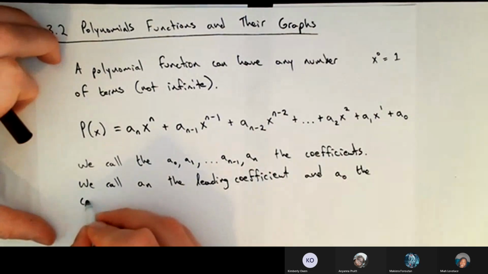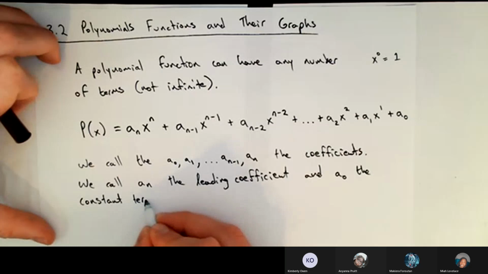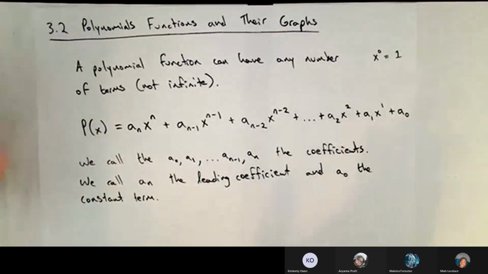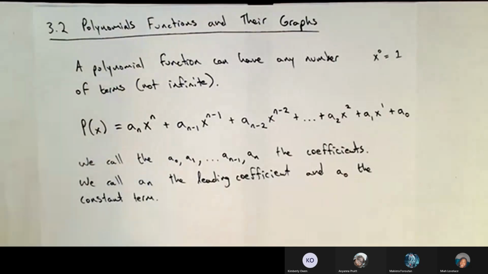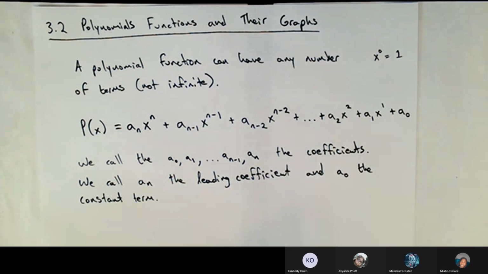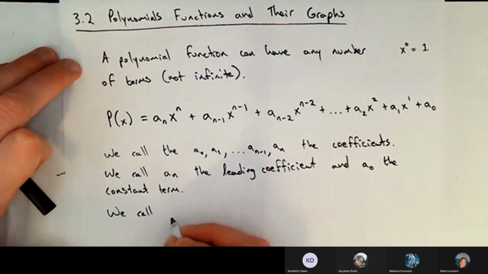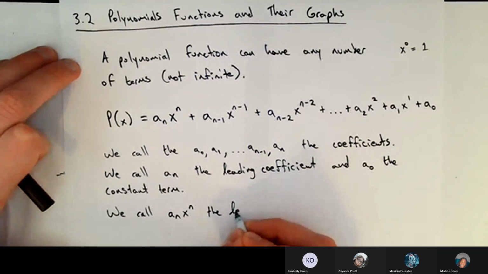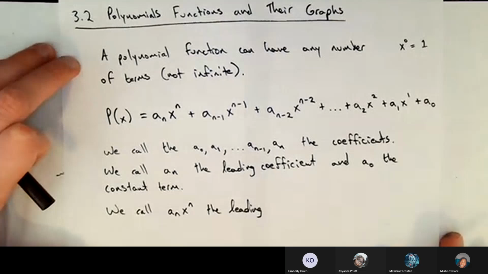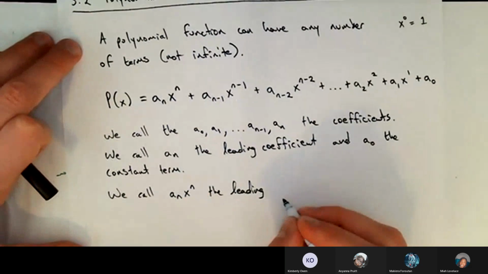We call a sub 0 the constant term. Constant meaning it's not variable. It doesn't have an x attached to it. It's the constant term. And we call a sub n times x to the n, so the whole thing, not just the coefficient, the leading term.